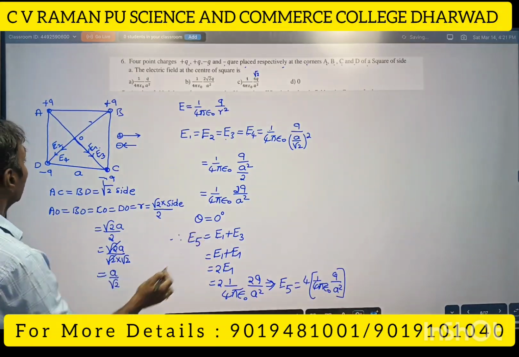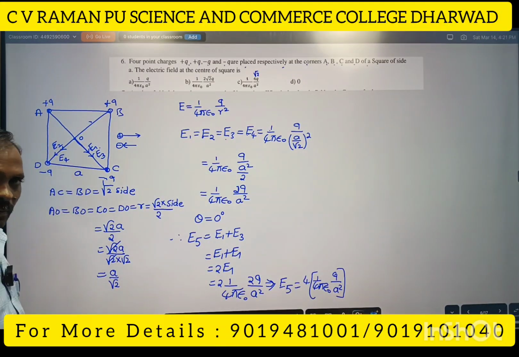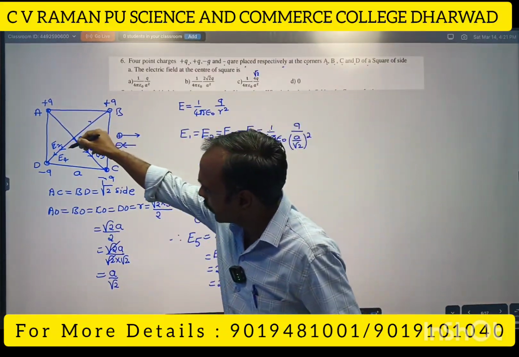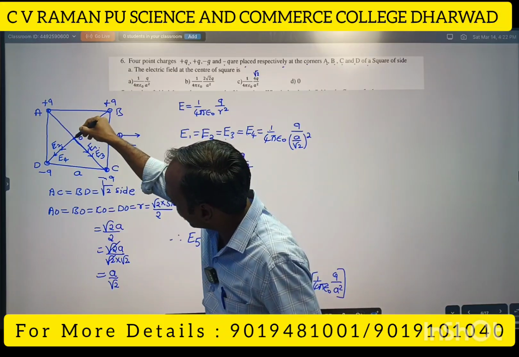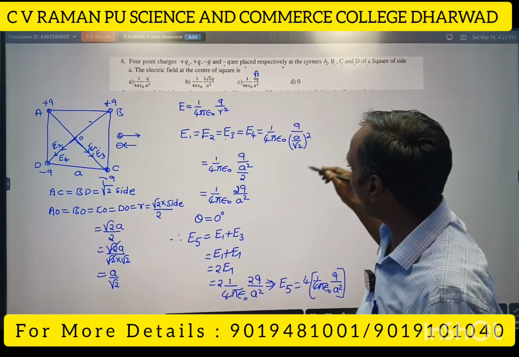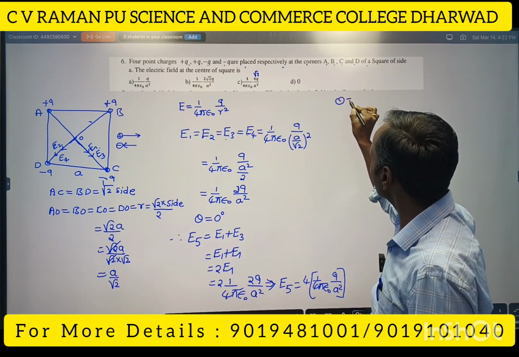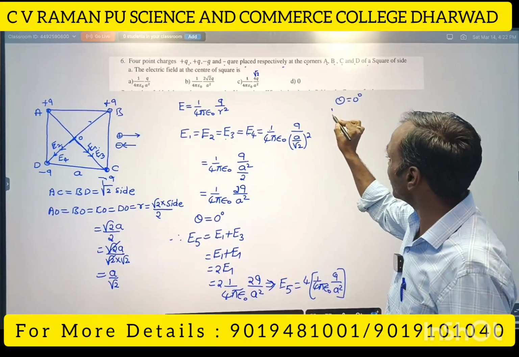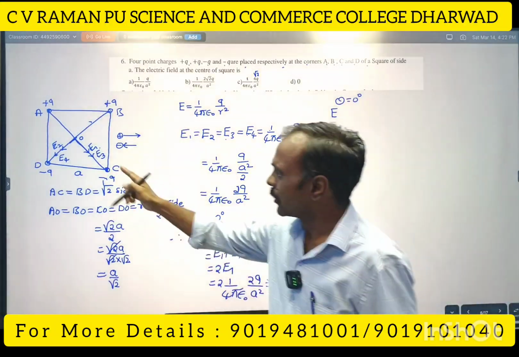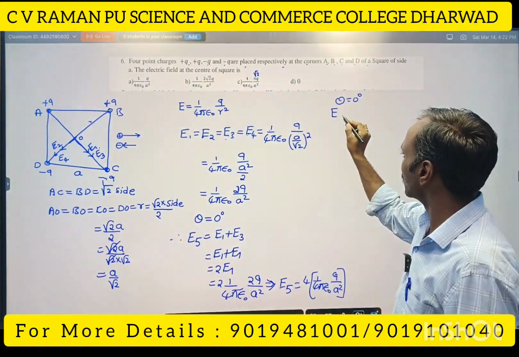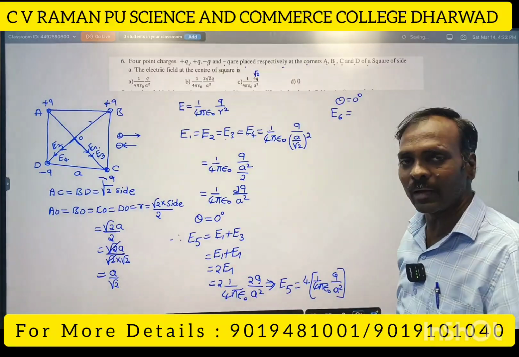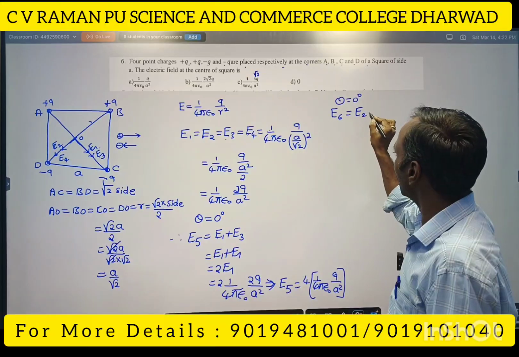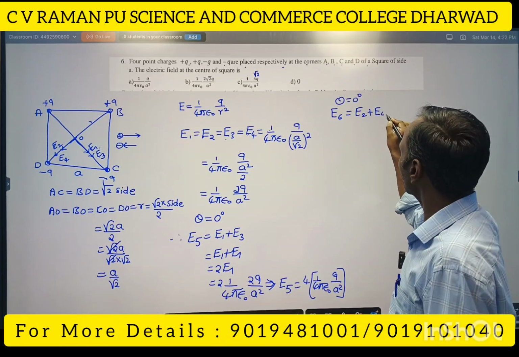Similarly, the angle between E2 and E4 is also 0. Both are acting along OD, so the angle between E2 and E4 is 0. That we write theta is equal to 0 between those two. Therefore the resultant of E2 and E4 will be E6. We are just giving the notation E6. Then it will be E2 plus E4.